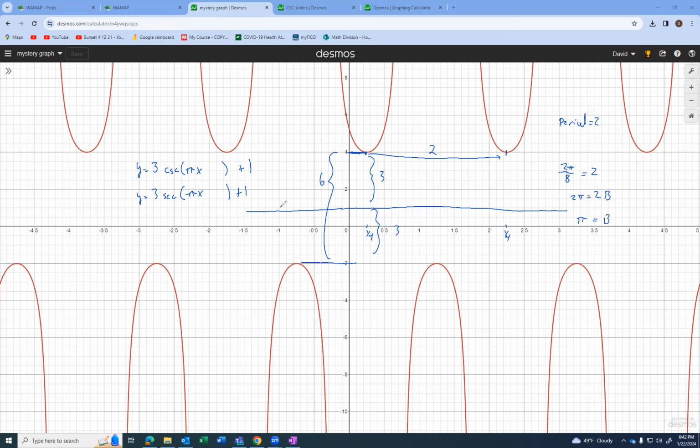And then the last thing I need to deal with is some sort of horizontal shift. This graph is shifted a little bit. We have to decide whether we want to use a secant or a cosecant. And I'm actually going to do both because it's going to matter there.